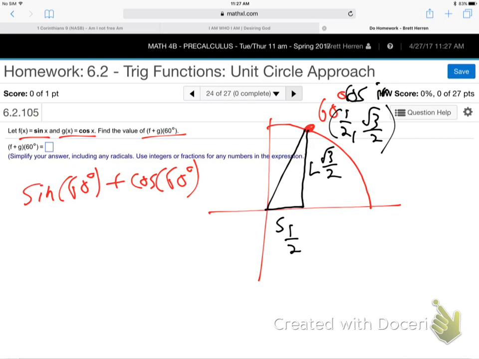Cosine is the x. It's reversed, remember, of the normal order. Cosine is always the x. Sine is always the y. So sine of 60 is root 3 over 2. Cosine of 60 is a half.